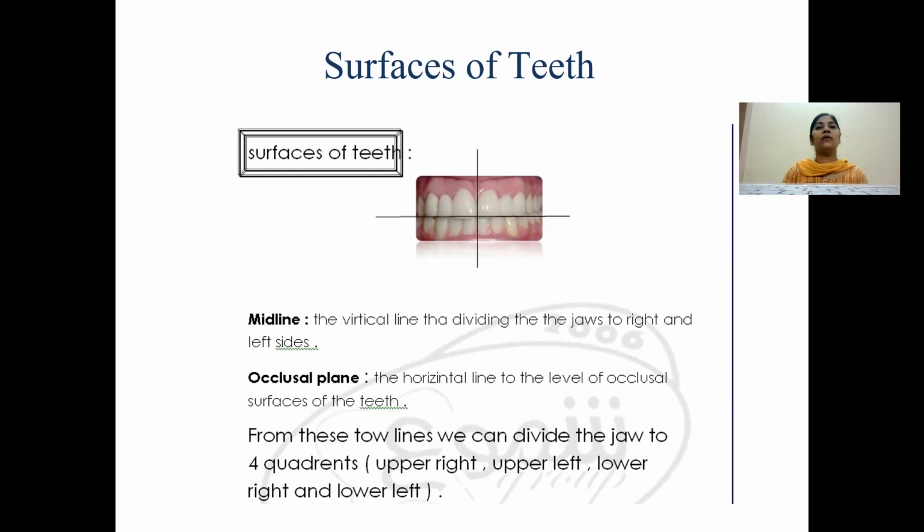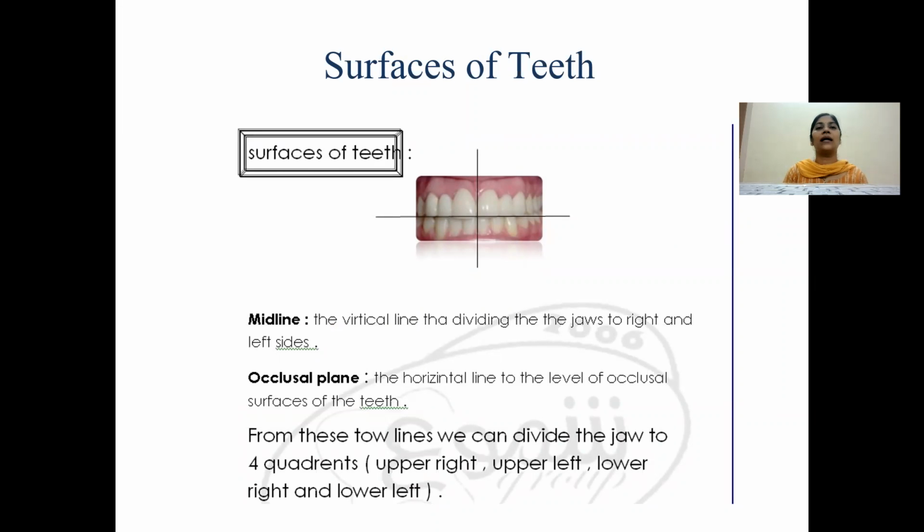If you divide the jaws into various quadrants, you can draw 2 lines, a vertical line and a horizontal line. What is a vertical line? A vertical line is drawn vertically through the midline. It also represents the midline. That divides the jaws into right and left sides.